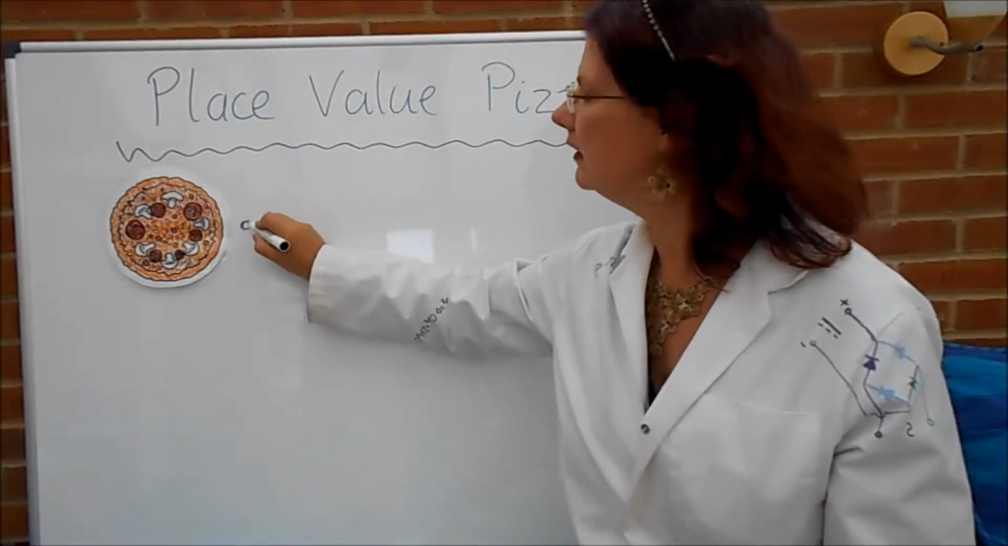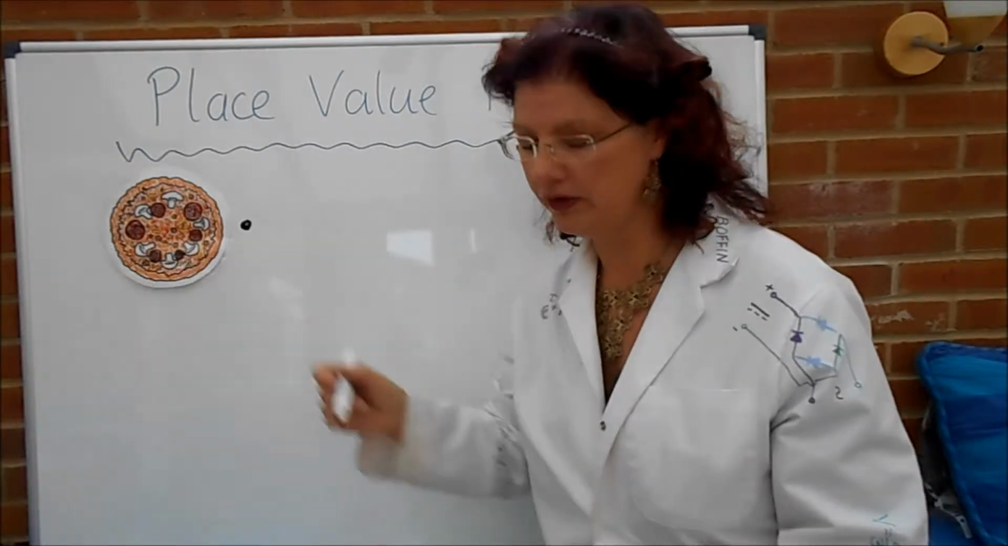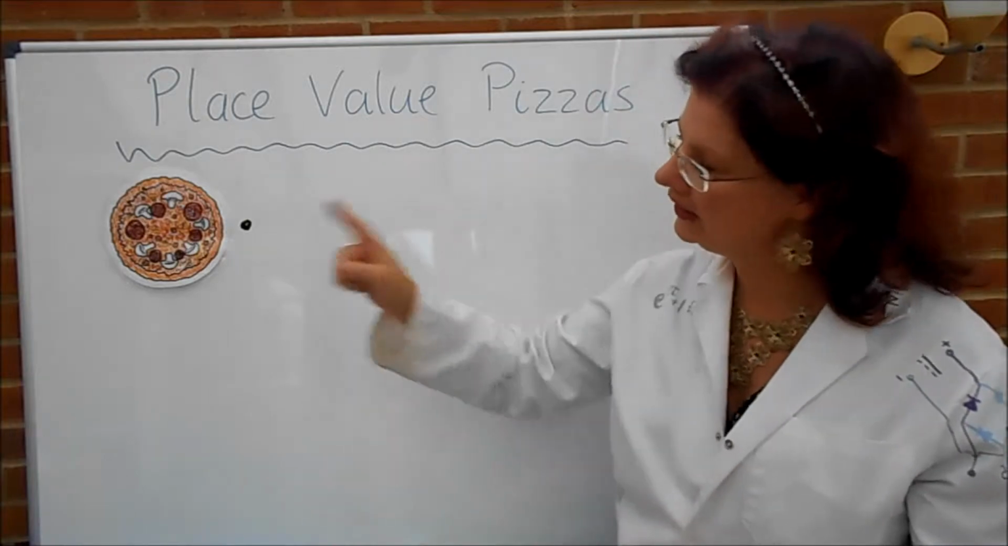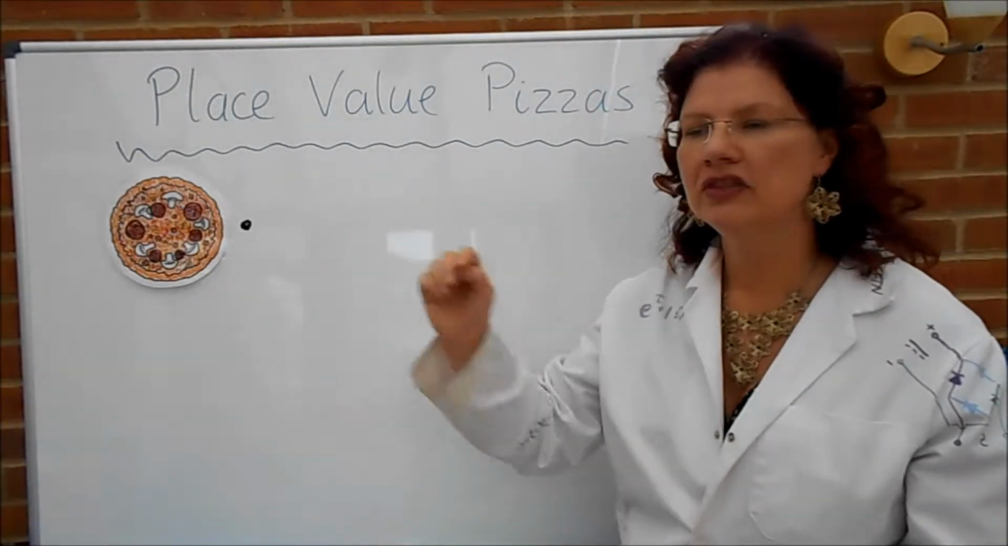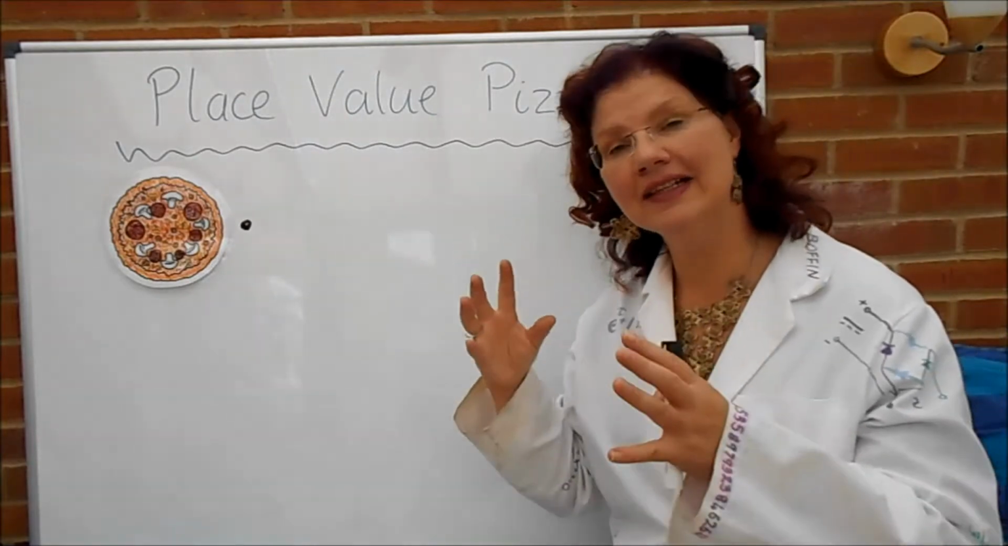And here, just to divide off all the things that are bigger than 1 from all the things that are less than 1, we put our decimal point. So anything on that side is tens, hundreds, thousands. Anything on this side is little bits.